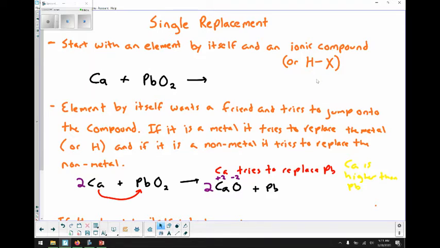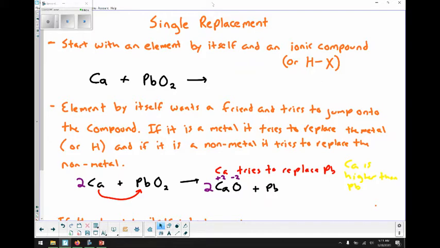It can even be water. But a metal by itself plus a compound is pretty much always going to be single replacement for our purposes. And what happens is the metal by itself, or the element by itself, it can be a metal or a nonmetal, with the ionic compound, is actually kind of desperate. It wants to be in a compound. Things want to be in compounds. That's why they react to make compounds.